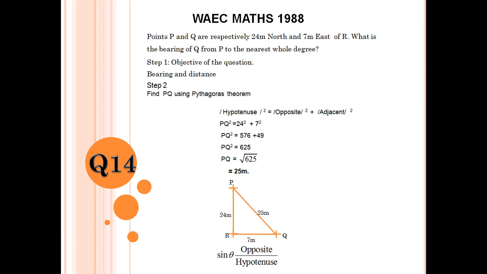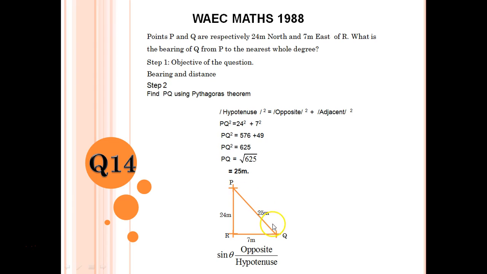So, first of all, we are going to represent this information in a diagram. From the diagram, you can see that this is point R. We are told that points P and Q are respectively 24 meter north and 7 meter east of R. So this is R. You see point P, which is 24 meter north of R. Now you see point Q, which is 7 meter east of R. So with this information, we have formed a right angle triangle. What is required is to find the remaining part PQ.